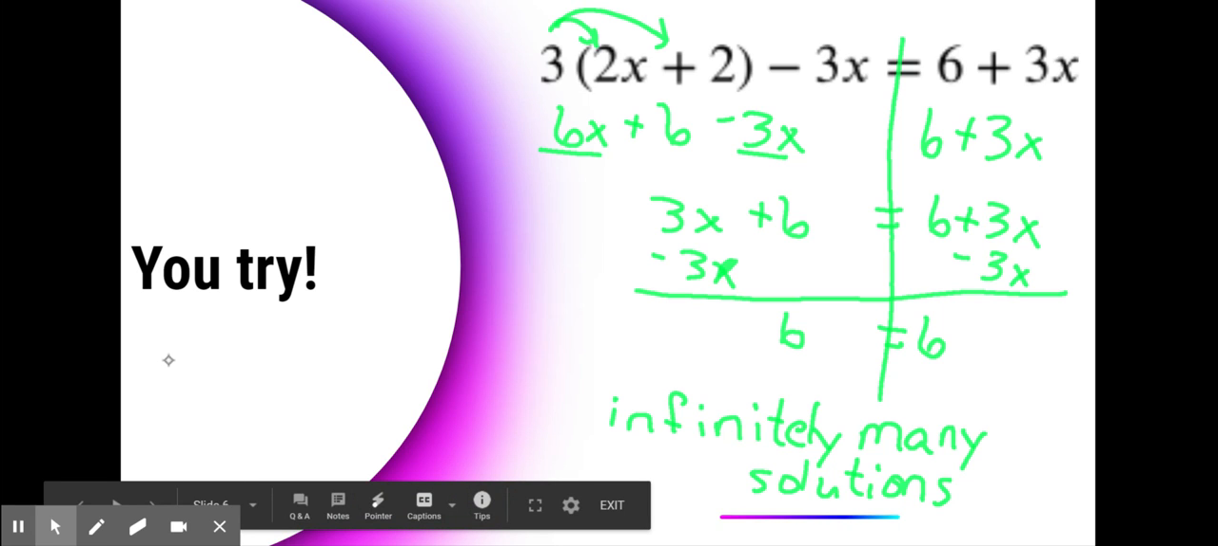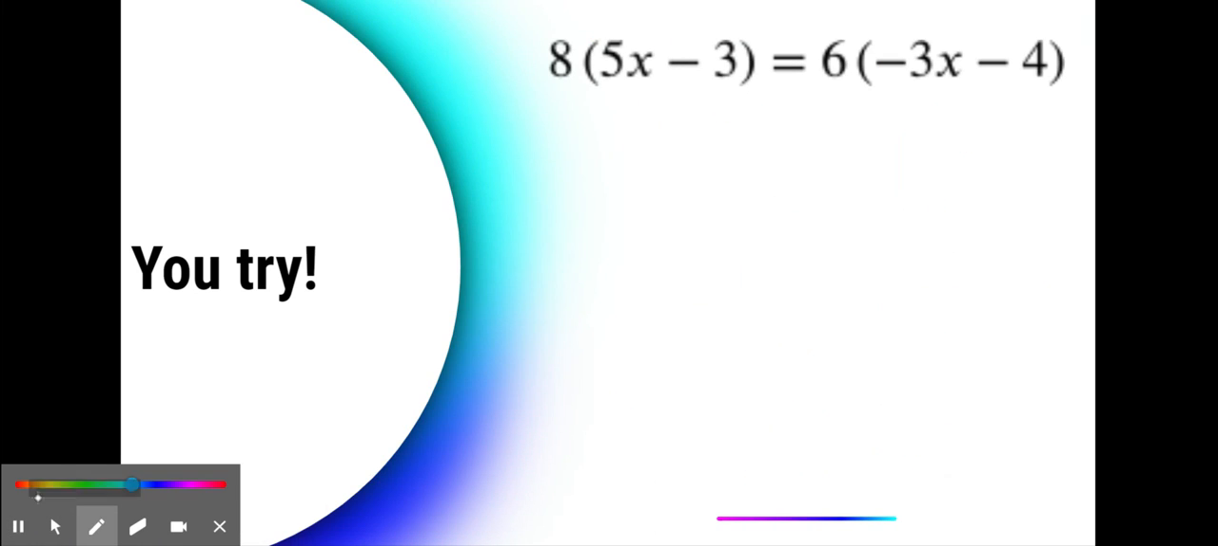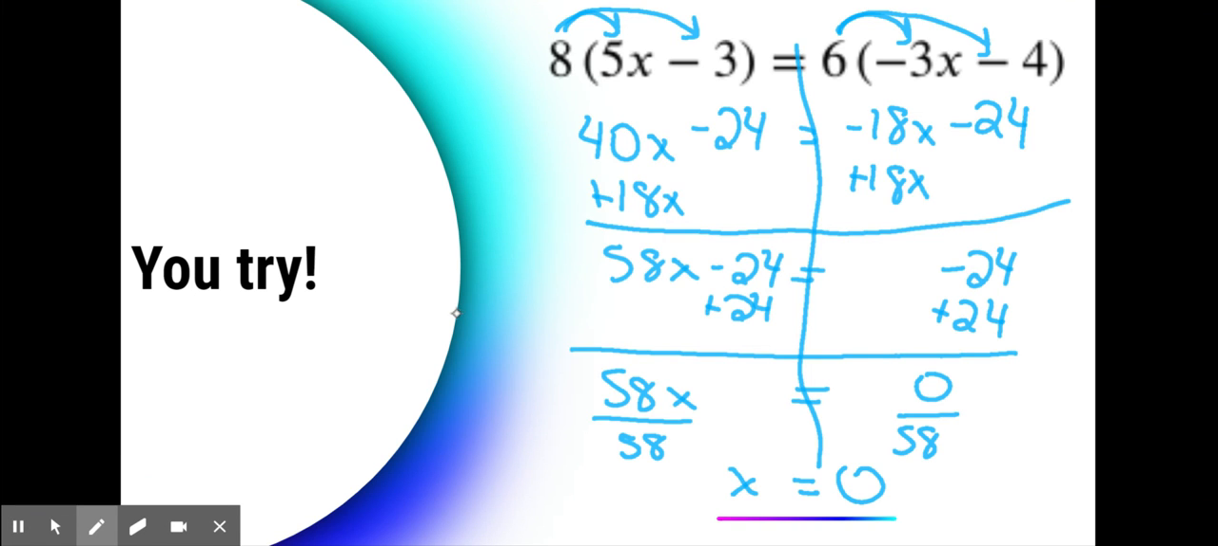I got infinitely many solutions for this one. If you need to, pause the video and correct your work. All right, here's a second problem. Pause the video, work it, turn the video back on, and check yourself. The answer to this one is x equals 0. If you made any mistakes, you can pause the video and correct them now.